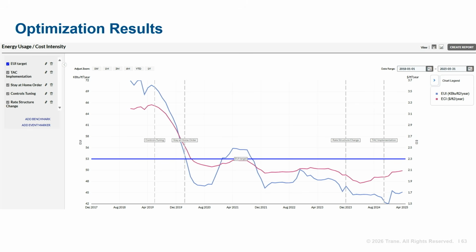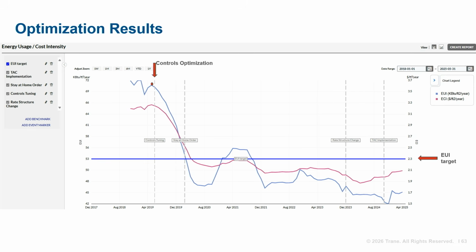This graphic is sourced from the BAS of the building. On the x-axis, we have a timeline spanning from April 2019 to 2025. The y-axis represents the energy use intensity, measured in kBTU per square feet per year, depicted by the blue line. Additionally, the cost use intensity is shown in the red line. In April 2019, the energy use was approximately 70 kBTU per square feet per year, with a target to reduce it 24%, aiming for 53 kBTU.